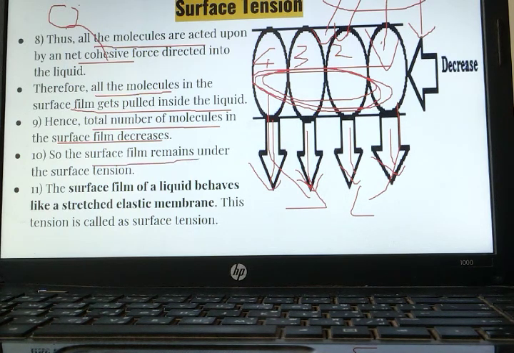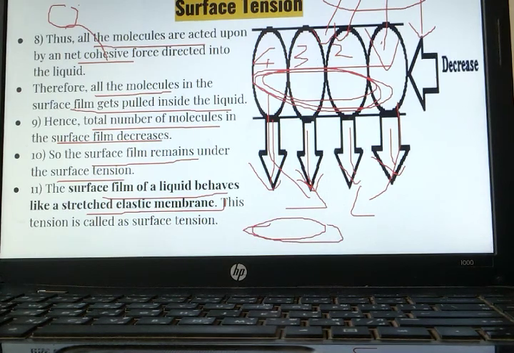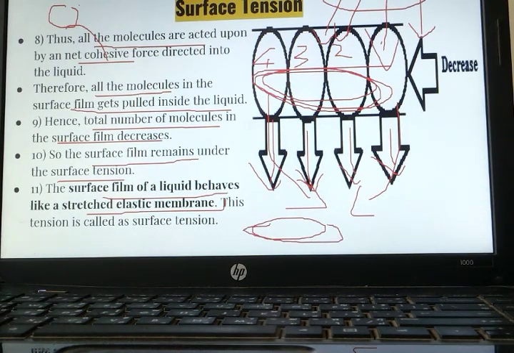So the surface film remains under surface tension. Over here, whatever particles are there, they are in continuous tension. So the surface film of the liquid behaves like a stretched elastic membrane, like a rubber band. It tries to minimize its surface area. This tension is called surface tension.